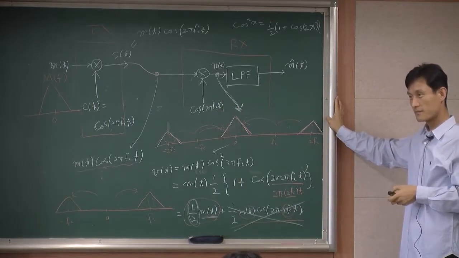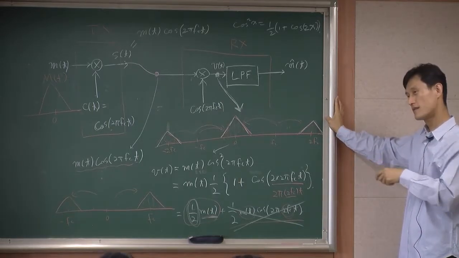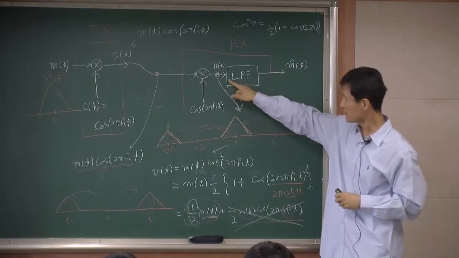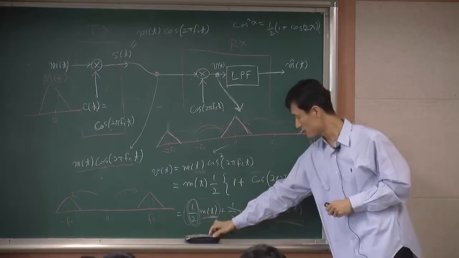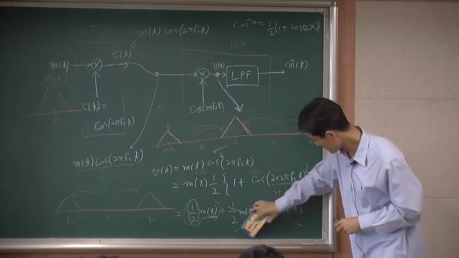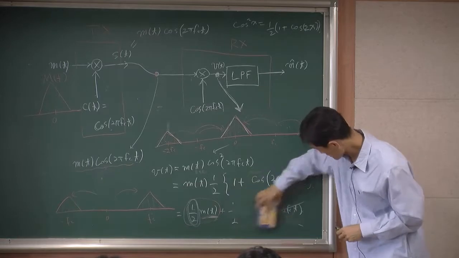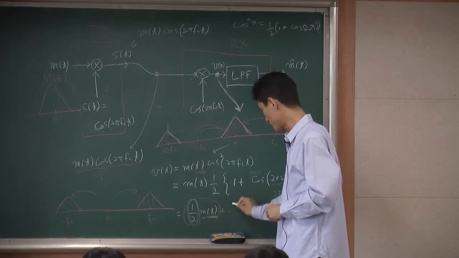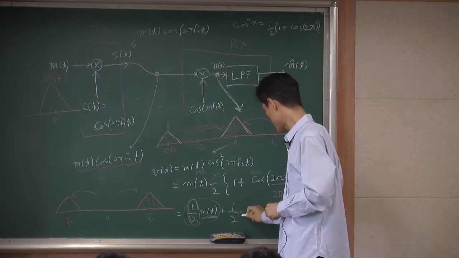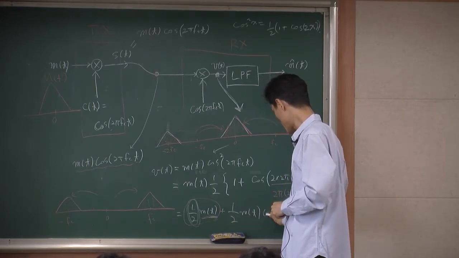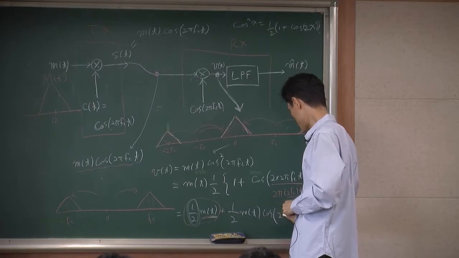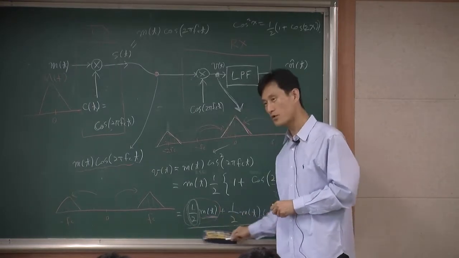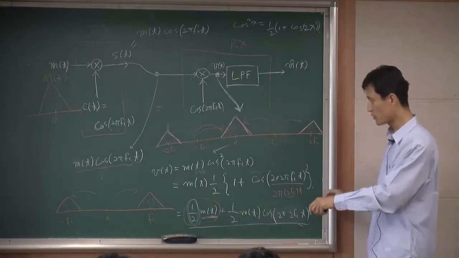Let's take a look at whether this makes sense. What is the v(t) in the time domain? This is the v(t) in the time domain: we have half m(t) plus half m(t) cosine 2 pi 2FC t. That was the time domain expression for v(t).